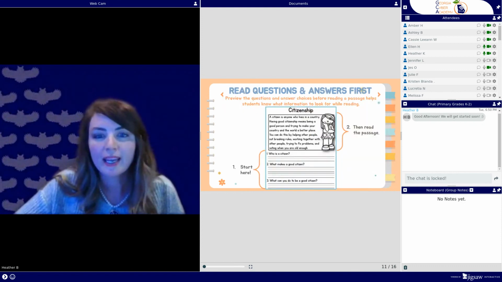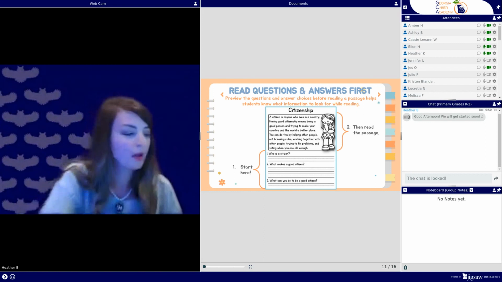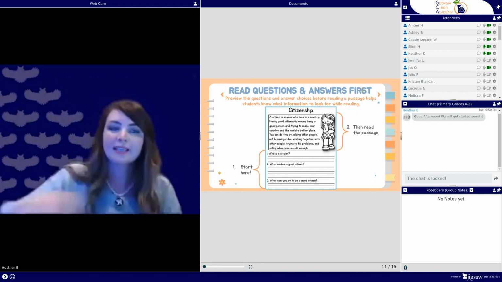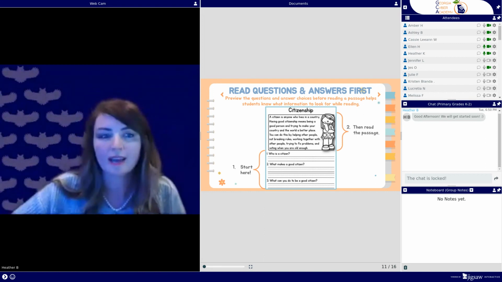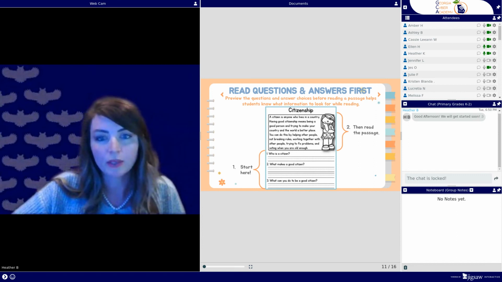Read questions and answers first. This is a newer strategy that has become more and more popular in the last few years, and I think it's very beneficial, especially when there's a larger passage like this one here on citizenship. We naturally want to just start reading the passage, and then sometimes by the end of the passage, we've kind of forgotten what we've read, or our students have.